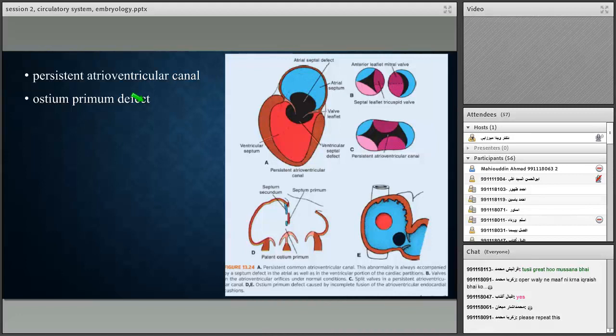They have a problem in... repeat what? Repeat the persistent atrioventricular canal, you mean?